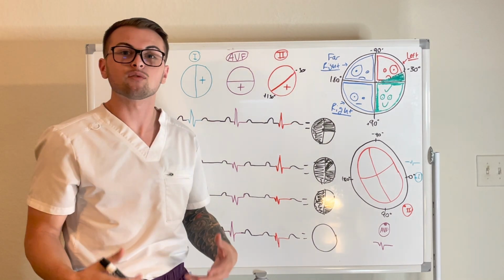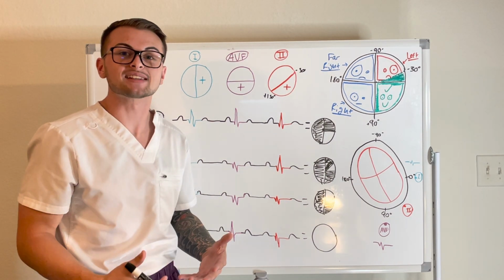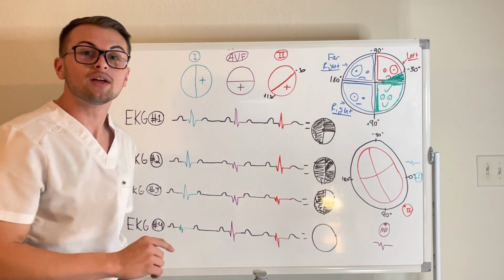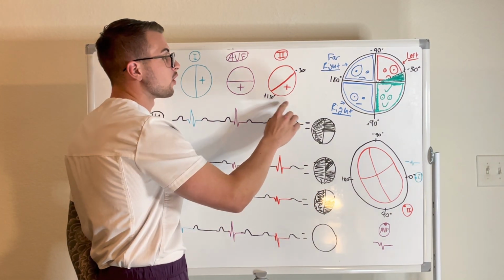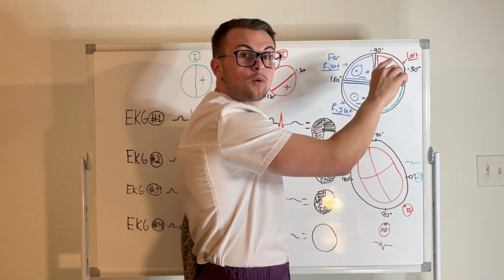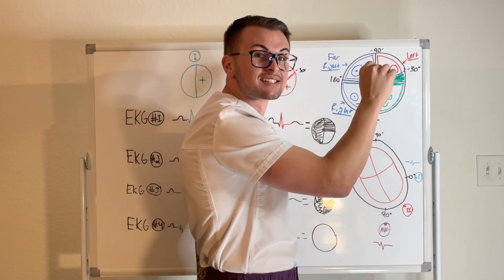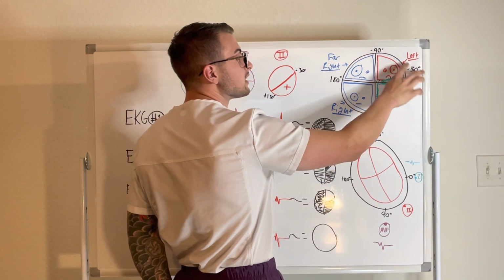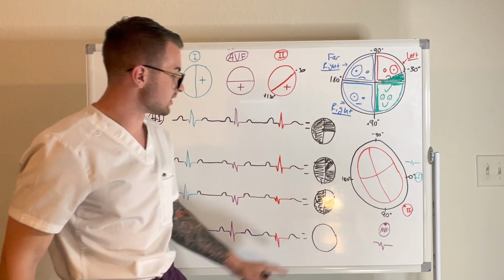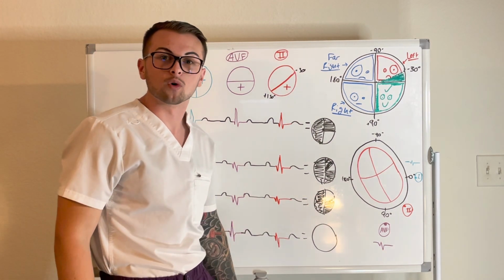So what do we have when we put this all together? We have an axis that is pointing leftwards and upwards, and we know that it is pointing away from our -30 to +150 degrees. So aka the axis is pointing between -30 and -90 degrees. This is left axis deviation, which is abnormal.